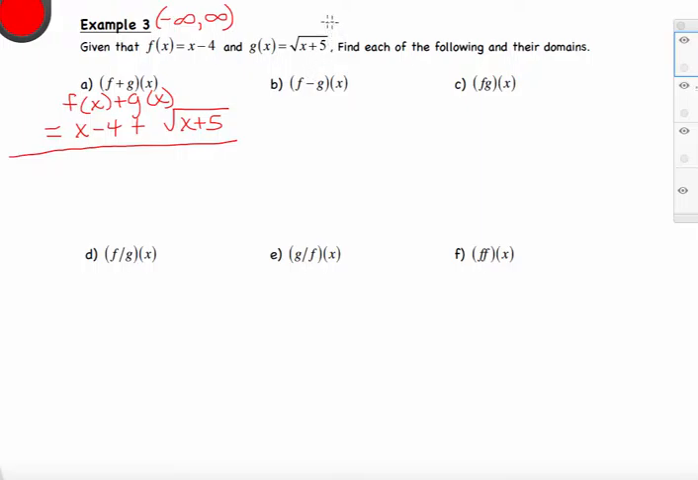Domain's all real numbers. But g of x has an even radical, and you cannot have a negative underneath that radical symbol, that even radical, after you calculate everything out. So we want to figure out what makes that positive or equal to 0 underneath. It has to be 0 or greater. So to figure out what makes x plus 5 calculate out to be 0 or greater and not negative, you take x plus 5 and you set it greater than or equal to 0. Subtract 5 from both sides, you get x has to be greater than or equal to negative 5.